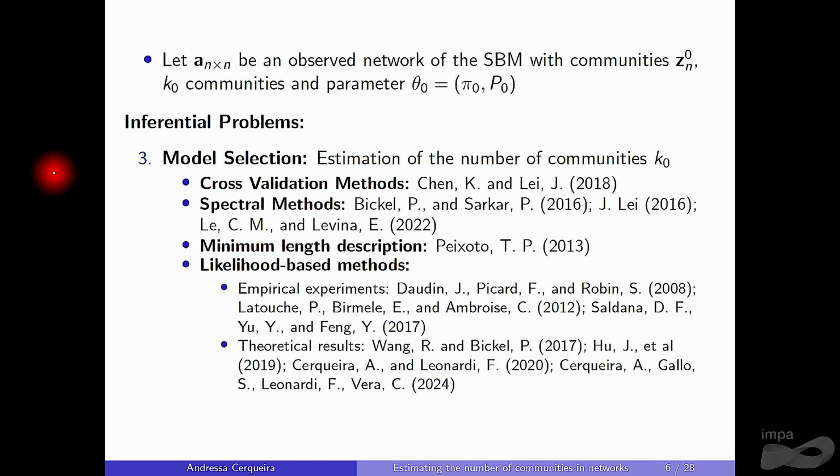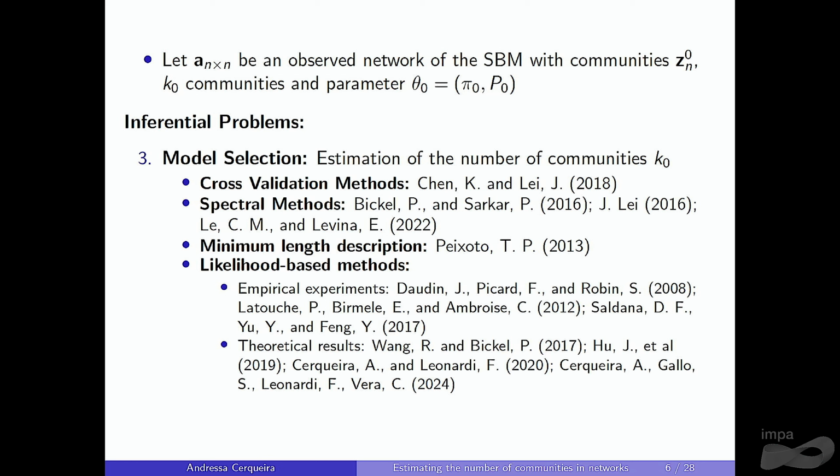And there are some different methods that try to estimate the number of communities. We have methods based on cross-validation, which Jesus mentioned a little bit today. We have methods based on the spectrum of the graph, so we also have spectral methods. Methods based on information theory, so minimum description length, and methods that are based on the likelihood. Right? So in this talk, I will focus only on methods based on the likelihood. So don't ask me about the others, right? So today I'm going to focus just on likelihood.